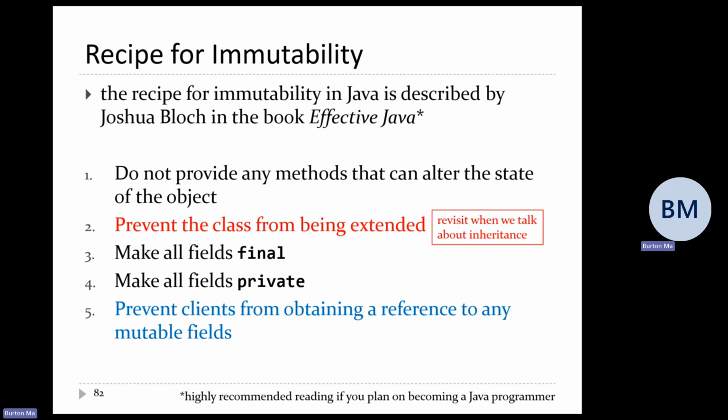You want to make all your fields private. If you don't make a field private, so if you make it public, then some other object can access the field and change it directly, unless it's final. And step 5, you have to make sure that if your class has any reference fields, then you cannot leak a reference to one of your fields. So you have to basically implement a composition in this case. Part 2, we're still not ready to talk about yet.